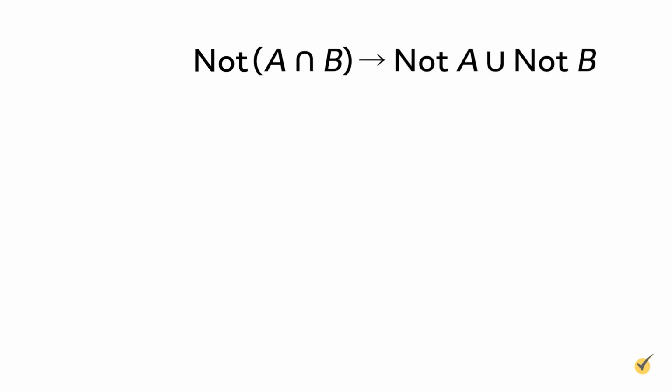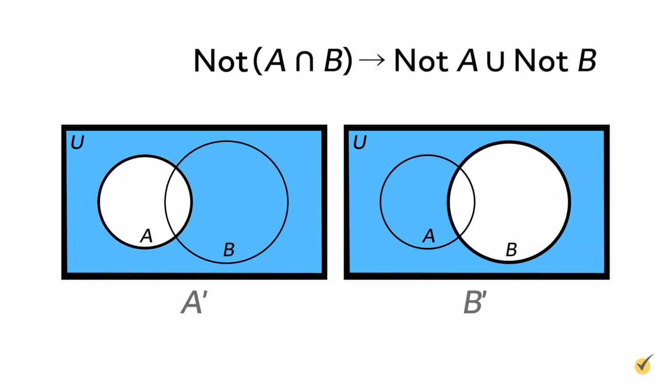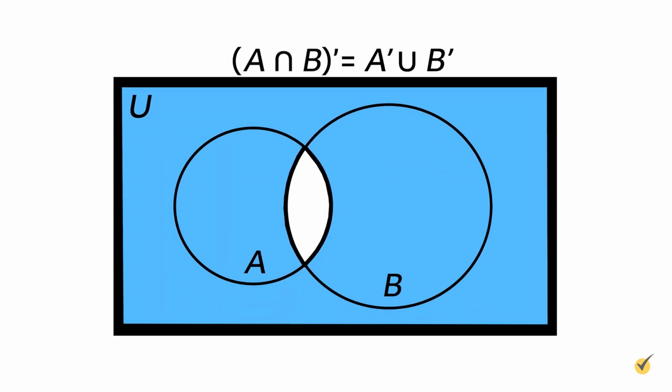Let's graph the complements of A and B to verify that their union is the same as the complement of A intersect B. The only thing not covered by A complement or B complement is the intersection of A and B. So the union of A complement and B complement covers everything except for that small area. This is exactly what we saw with the complement of A intersect B. So we have verified De Morgan's law that the complement of A intersect B is equal to the complement of A union the complement of B.